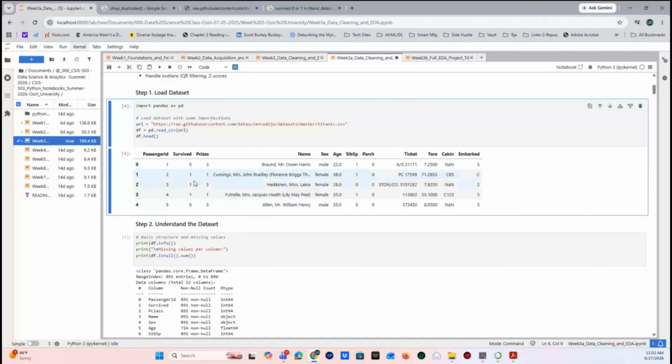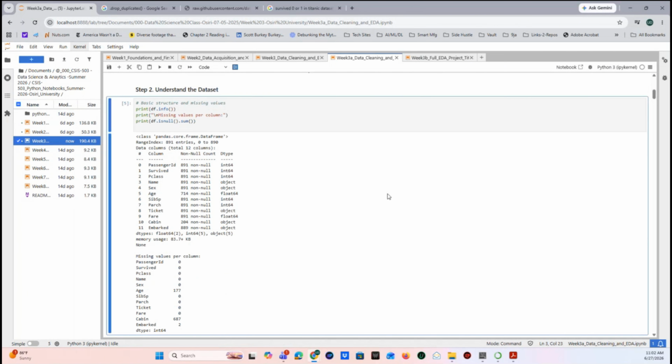Notice this person is in third class and also survived, probably because she was female and maybe they were letting a lot of the females go first. So again, that's how to understand this data, right? Then these are the entries.